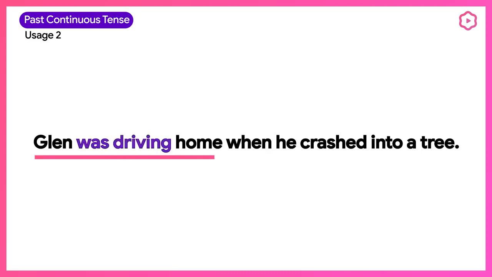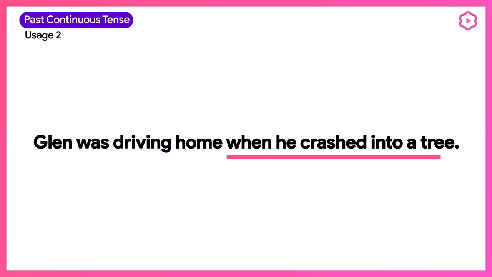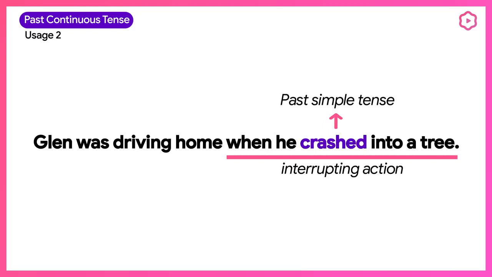Uh-oh. Glenn was driving. That's the past continuous tense. That's the action that was happening in the past. When he crashed into a tree, that is the interrupting action. You'll notice that we use the past simple tense to talk about the interrupting action, crashed.